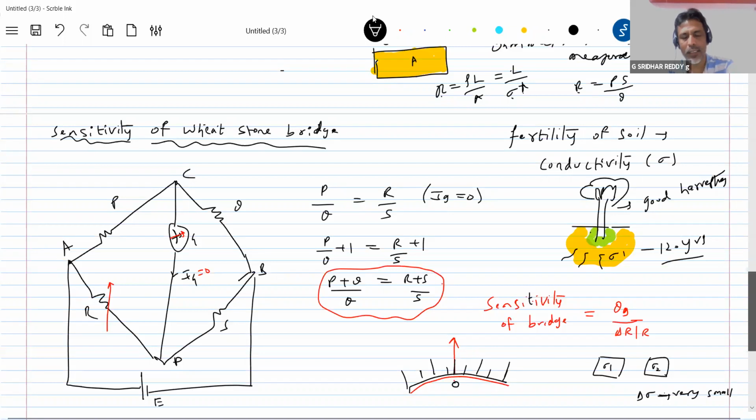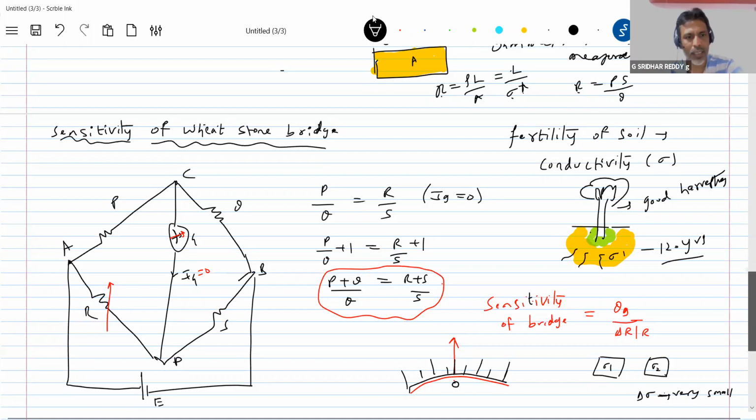Got the idea? So here you come out of that P by Q equals R by S. It is only for us to get rank in IIT. What happens? You think only this much, but practically what happens? Rather than balance, the unbalanced condition is very important.